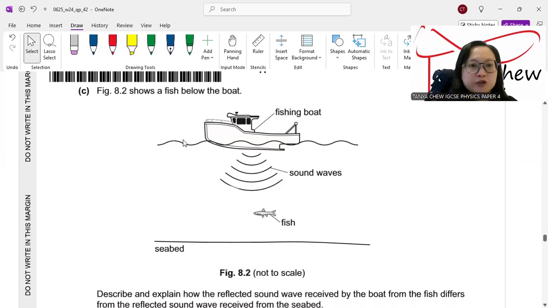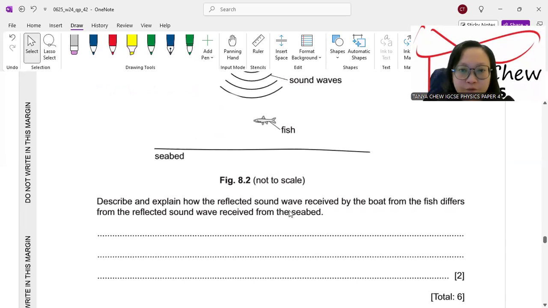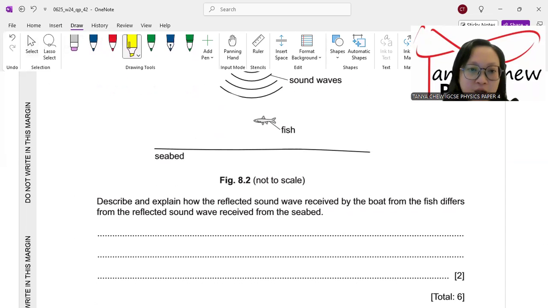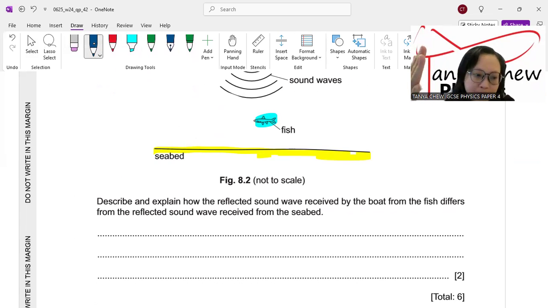Now see, Fig 8.2 shows a fish below the boat. Describe and explain how the reflected sound wave received by the boat from the fish differs from the reflected sound wave received from the seabed. I want you to see, this is the whole seabed over here. And look at the fish, this part only. So of course, more sound wave will go to the seabed, and the reflected sound wave from the seabed would be higher than that reflected by the fish due to the small surface area of the fish.